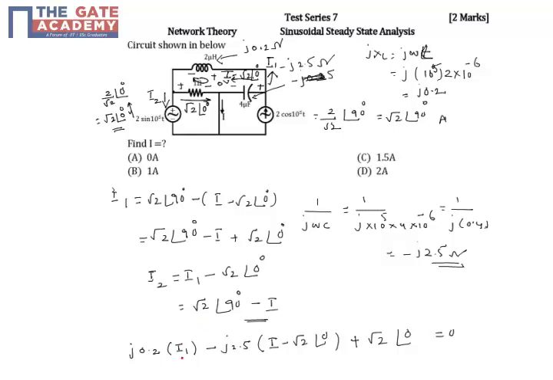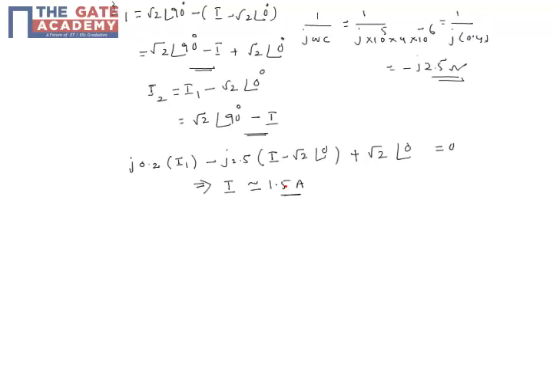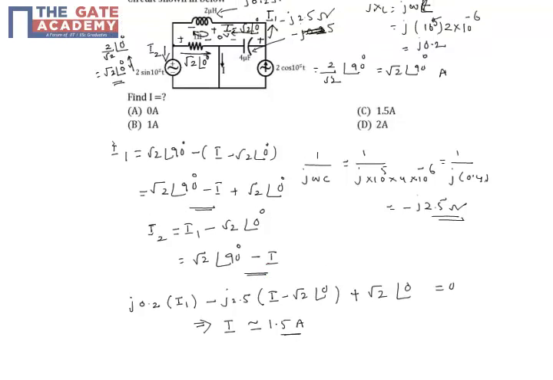This I1 is in terms of I only, so the only unknown in this expression is I. If you simplify this, you will get the value of current I, which is approximately equal to 1.5 amperes. So from the given options, the answer is option C.